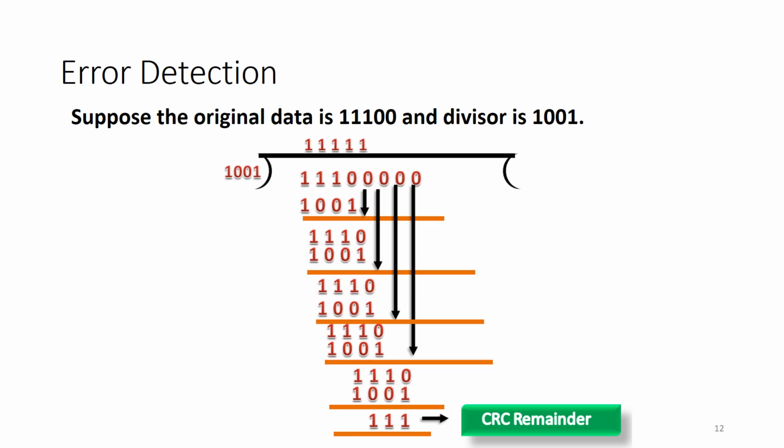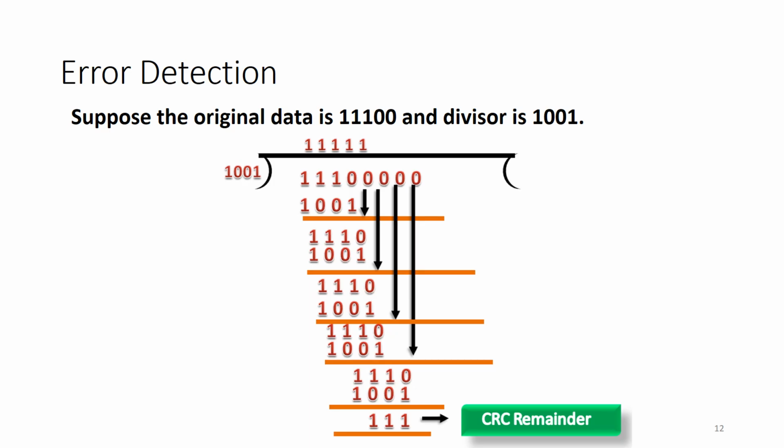Suppose that our original data is 11100 and the divisor is 1001. So the number of bits in the divisor is 4. So this 4 minus 1 is equal to 3. So here we append 3 zeros to the original data, that is 11100, and this last 3 is nothing but the number of zeros appended here. Then we simply perform the binary division operation in this way, and at the last we obtain the quotient and remainder. Forget about the quotient, we just focus on the remainder only. Whatever remainder is obtained at the end of the division operation, we may call this remainder the CRC remainder.